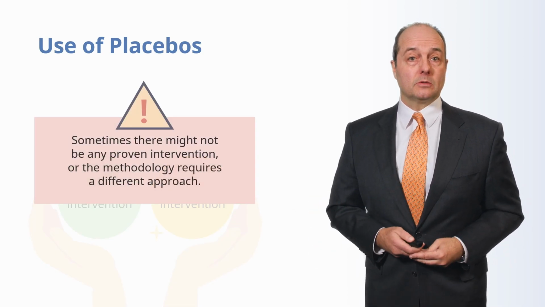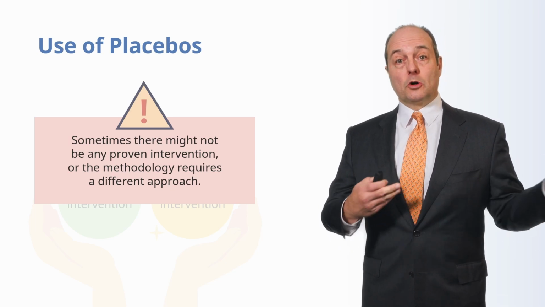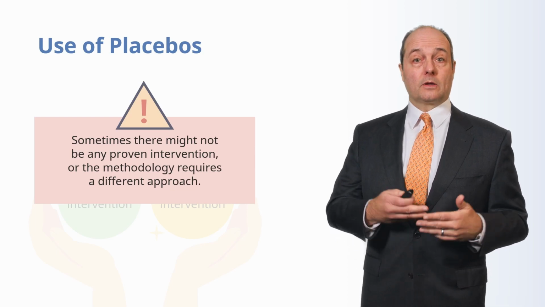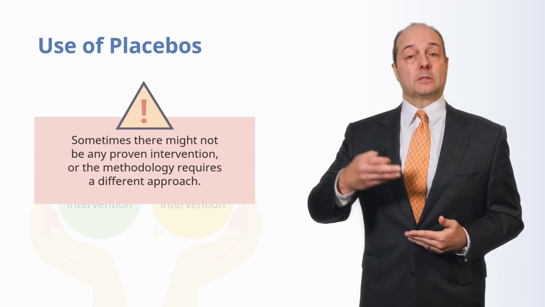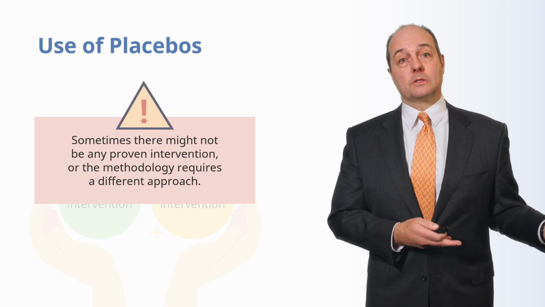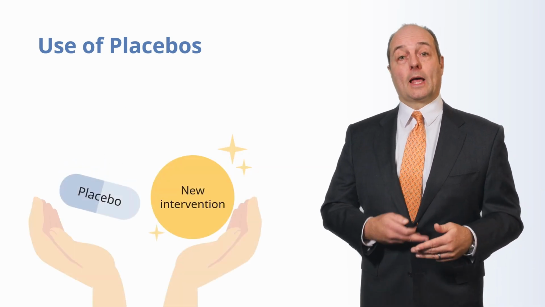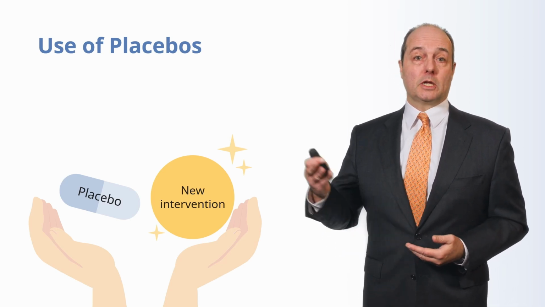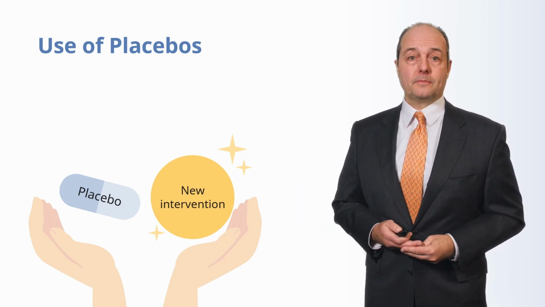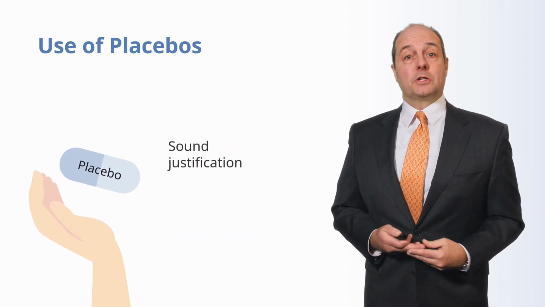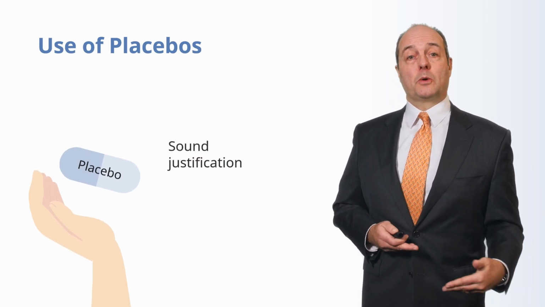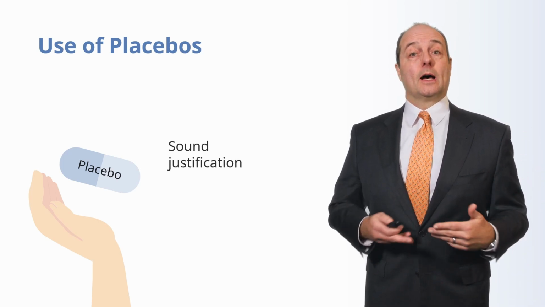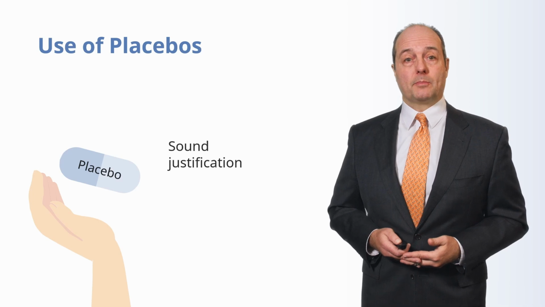Sometimes that is not possible. So either there is no proven intervention that exists, or there might be compelling scientific or other reasons to say it's methodologically more important to compare this to a placebo. And you might get an answer to the scientific question quicker if you use a placebo rather than the standard of care. The justification of that has to be sound. You have to say why you're using the placebo, why you might decide to use no intervention, and there have to be acceptable reasons for why that might be pursued.